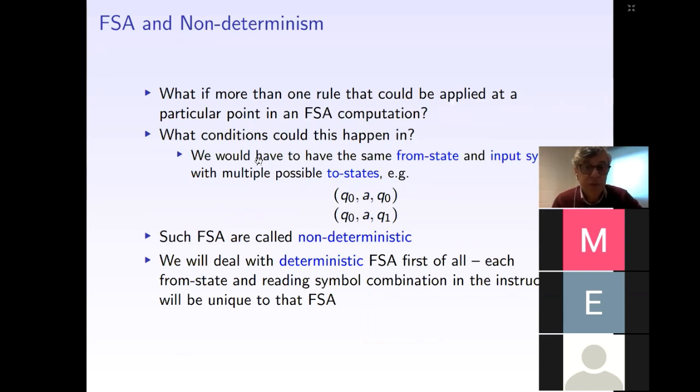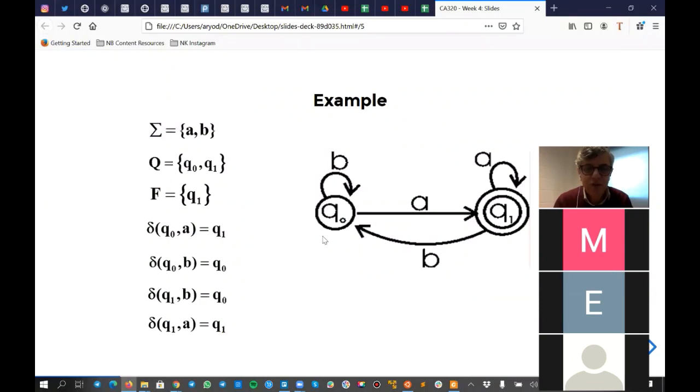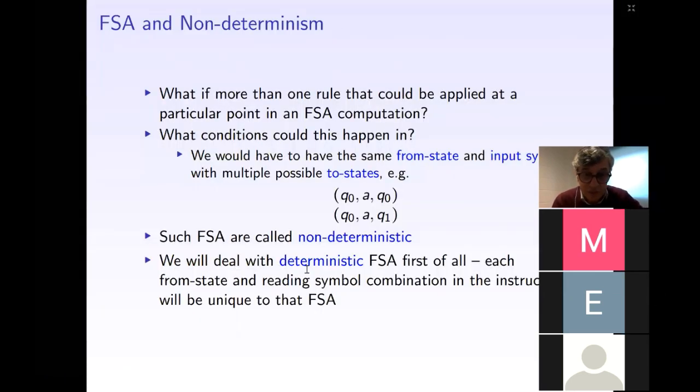We would have the same from-state and input symbol with multiple possible to-states. Such FSAs are called non-deterministic. I added some other things on top of that. It could be the case that you don't have any definition for a specific character, or you might have the definition of being in a specific state and receiving empty. That is possible in non-deterministic. But in deterministic, you need to have a single definition for everything. So we will deal with the deterministic FSA first, with each state and reading symbol, and then we will go to non-deterministic cases.